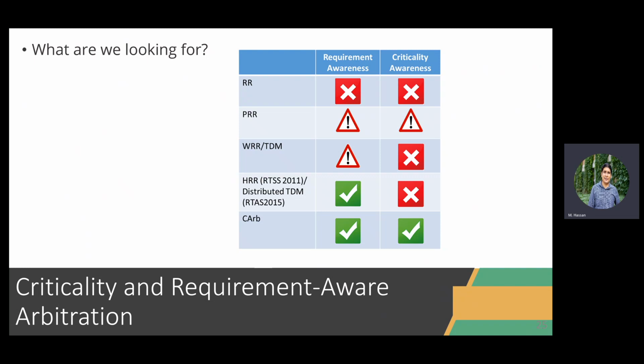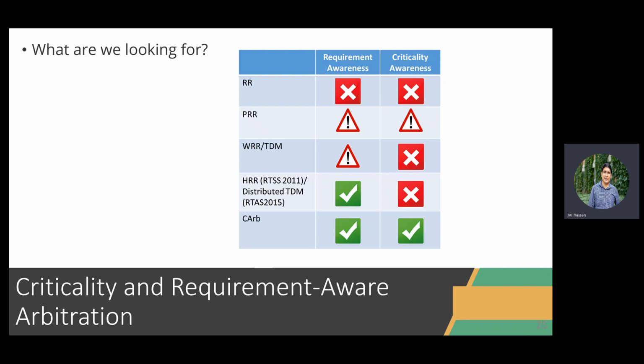Again, what is requirement awareness? It is when you assign the service, in our case the slots, based on your worst-case execution time requirements. Criticality awareness has nothing to do with the task itself. It has to do with the physical semantics of the task, like this is being assigned by the use case itself, by the system designer. It has to do with this task being critical because, well, we defined criticality in chapter one, right?